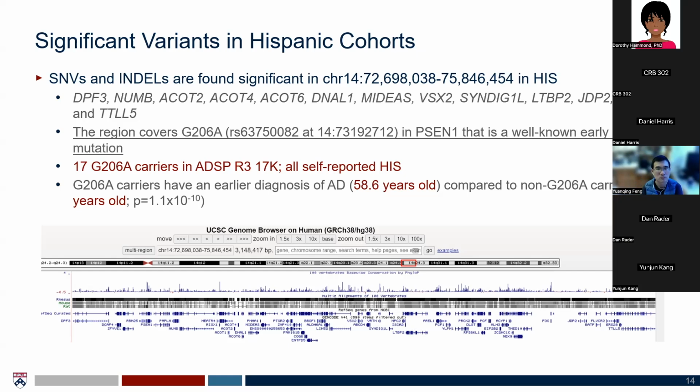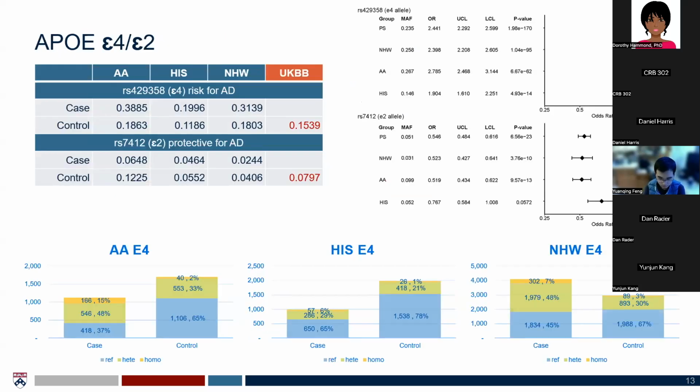If I can, I just want to ask one more question. Right at the beginning of your talk, it was very interesting to see that there were E4 carriers who were controls. Are any of those super old controls, and have you done any candidate gene analyses? I'm particularly interested in any rare variants in Reelin or others as well.